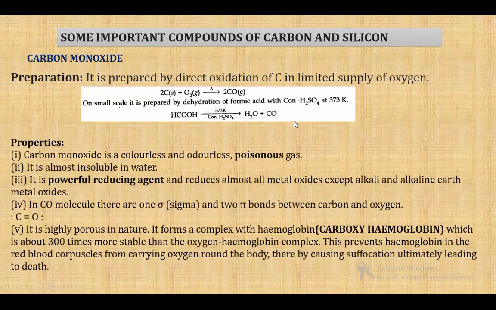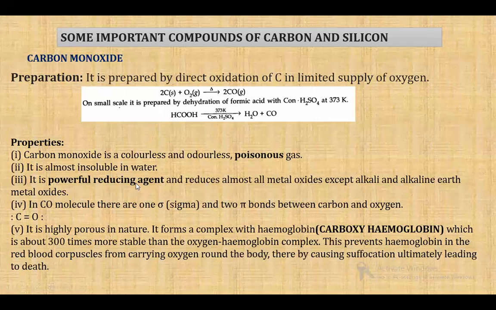Next, the properties. What are the properties of carbon monoxide? Carbon monoxide is a colorless, odorless, poisonous gas. It is almost insoluble in water. No color, no smell, poisonous. This factor is important. Why it is called poisonous, we'll see after the fifth point.